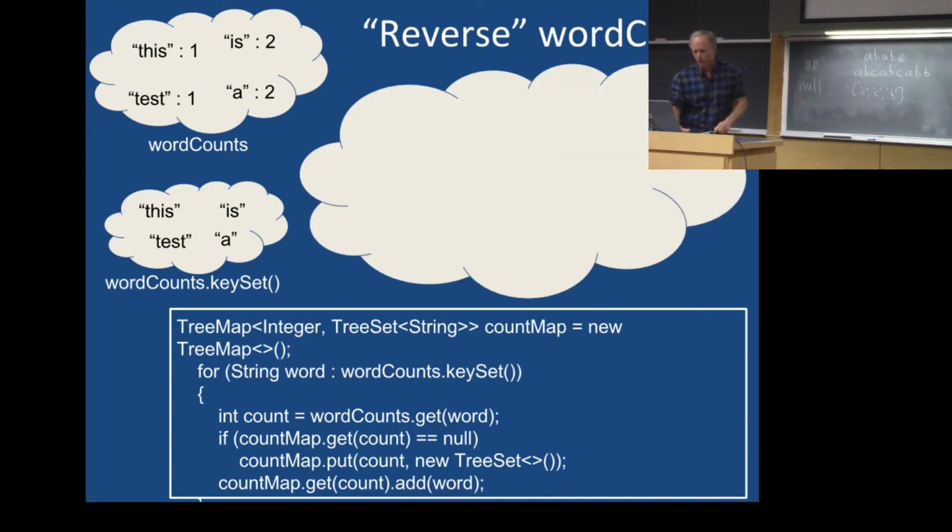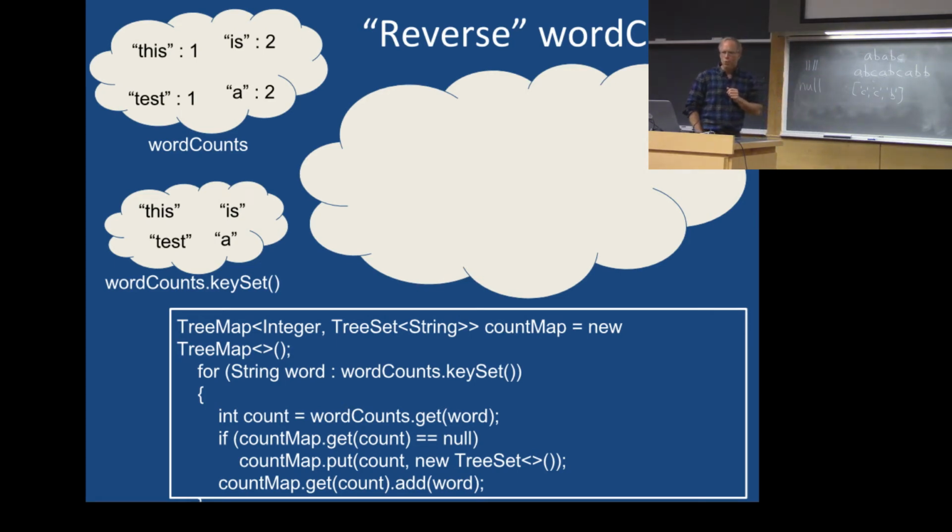This is the code from class. So the first thing we do is create that empty map. But let's break down how we declared it. We said the key is an integer. The value is a tree set of strings.